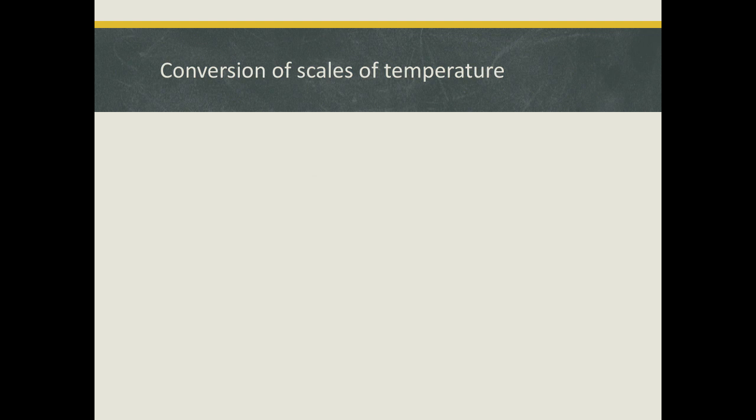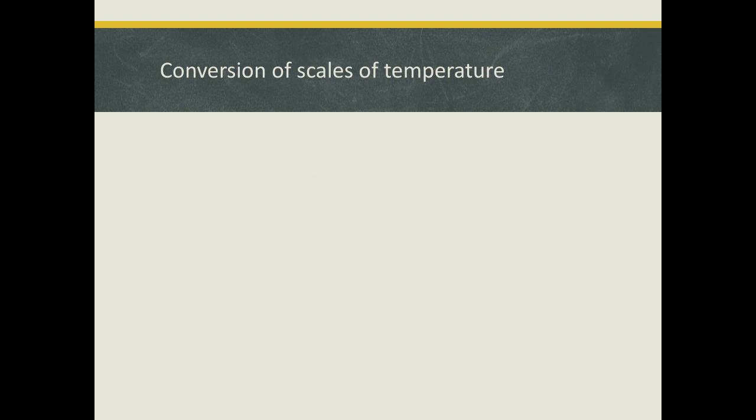So I said there will be three different scales, that is Celsius, Fahrenheit and Kelvin scales. How do we convert from one scale to another? If I am given a temperature value in the Celsius scale, I have to convert it and tell it in terms of the Kelvin scale. How do we do that? What is the relation between the Celsius, Fahrenheit and Kelvin scales?